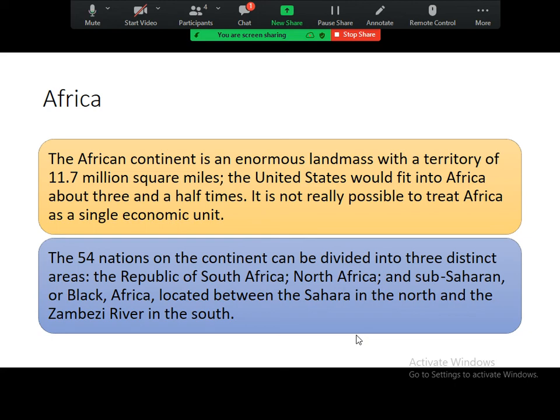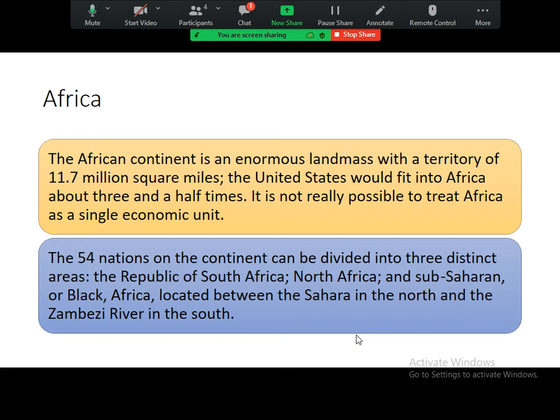located between the Sahara in the north and the Zambezi river in the south. With 1.3% of the total world's wealth and 11.5% of the world's total population, Africa is a developing region with an average per capita income of less than $600. Many African nations are former colonies of Europe, and the European Union remains the continent's most important trading partner.